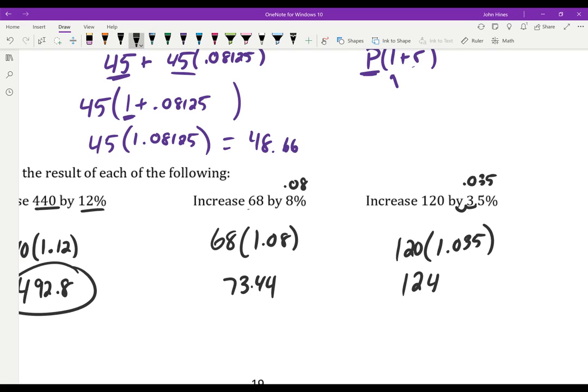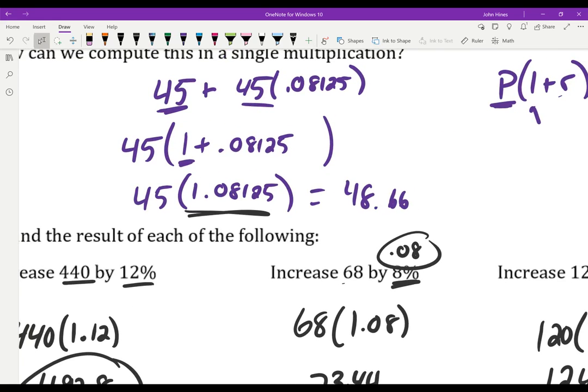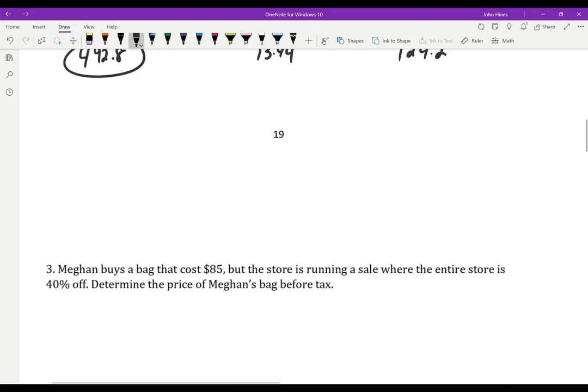This gives me 124.2. So again, to increase it, we never multiply by just the decimal. We do 1 point that decimal, 1 plus that decimal. That's how we can increase something quickly by a percentage. So when you're at the store and you want to buy something, this is the magic number, basically 1.08. 1.08 will get you pretty close to how much the total cost is going to be with tax.